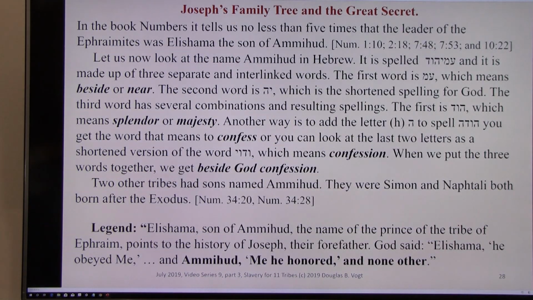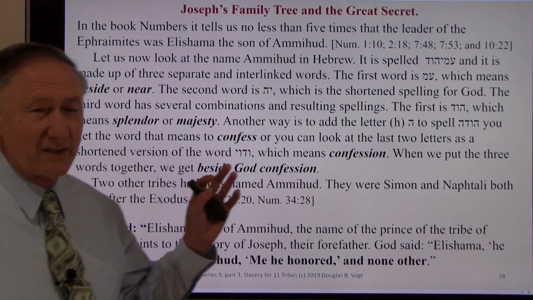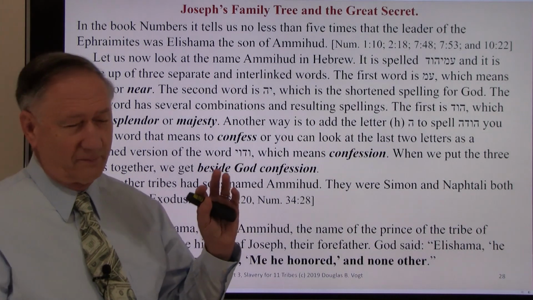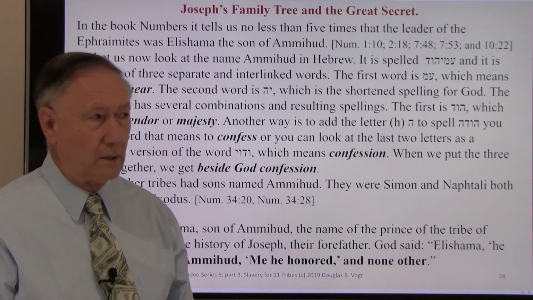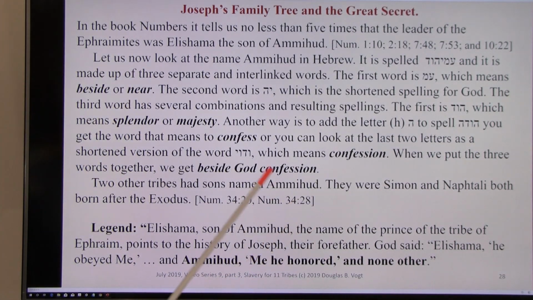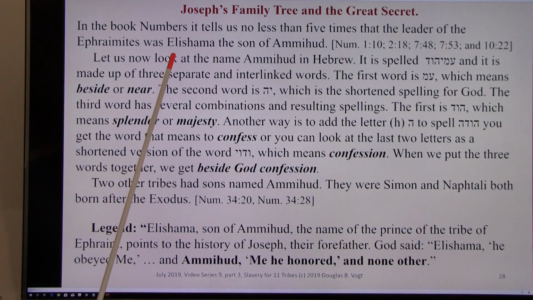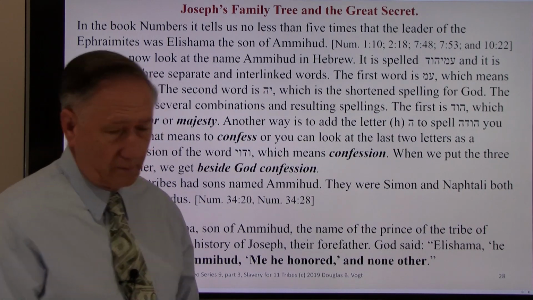In the book Numbers, it tells us no less than 5 times, this is one of the clues, this is so obvious and blatant, you can all judge who knows this stuff better, 5 times the leader of the Ephraimites was Eliashima, the son of Amihud. I should pronounce it right.